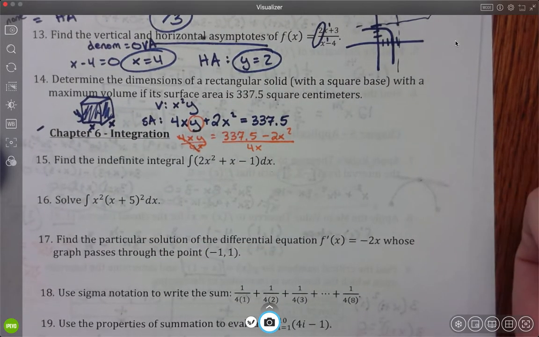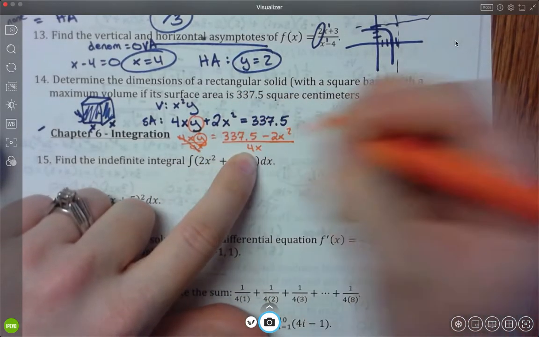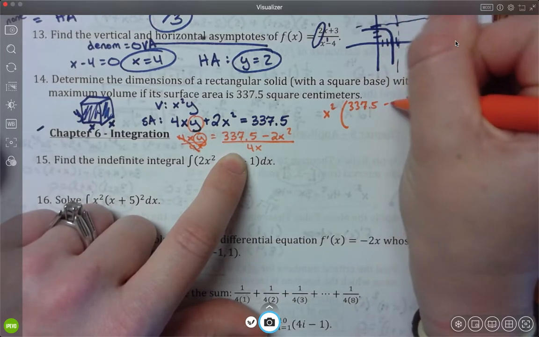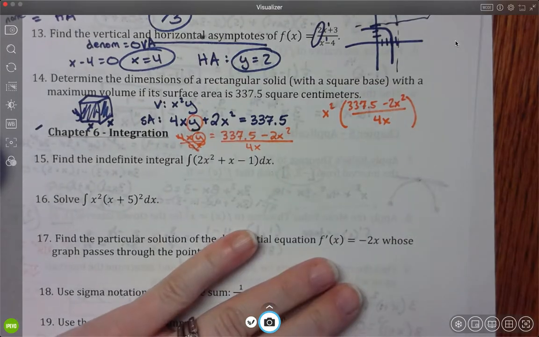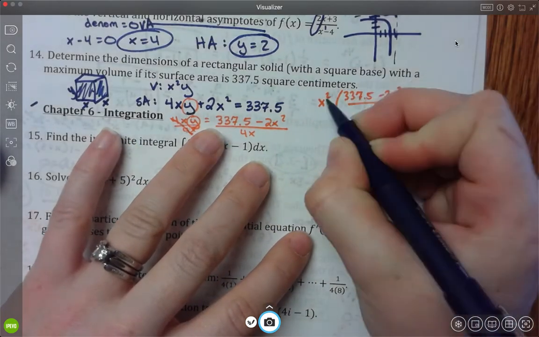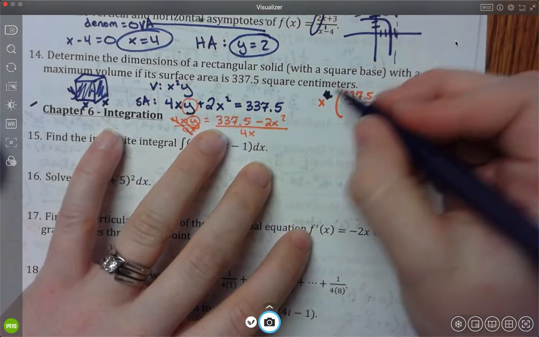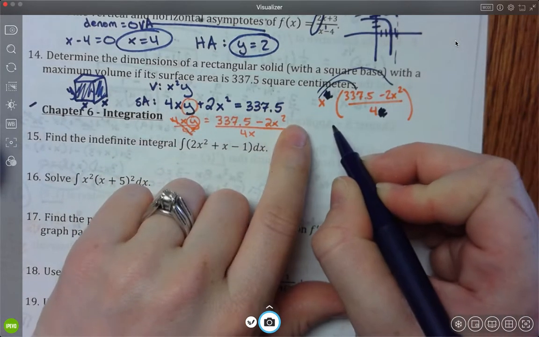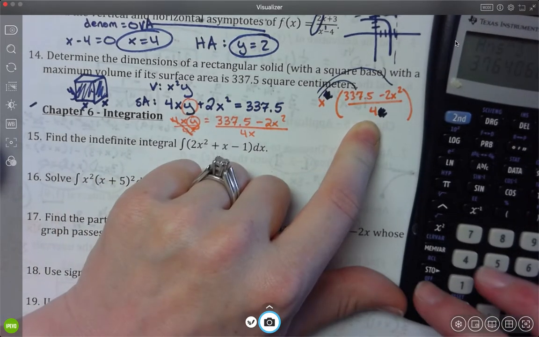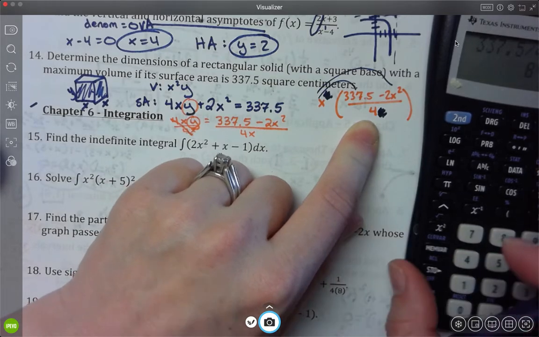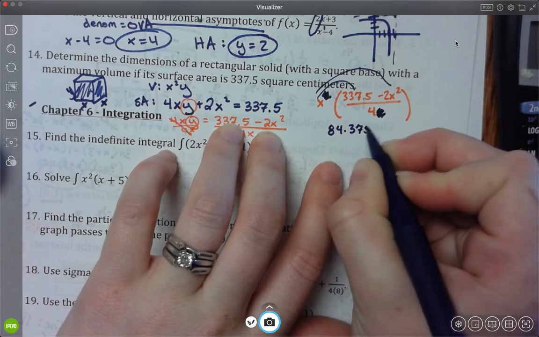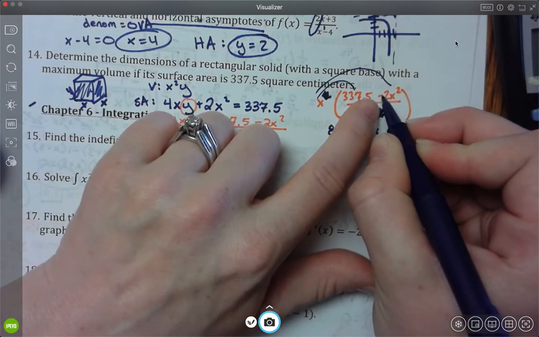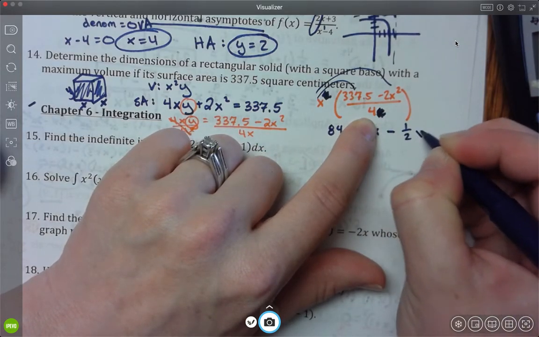Now let's see what I can do with this. This is what y is: y is equal to that expression. Now I'm going to plug it into the top one. So I'll have x squared times that whole big thing, 337.5 minus 2x squared over 4x. One thing I notice is that this x can cancel with one of those x's, and then I can distribute my x through. I'm also going to divide by 4. So 337.5x divided by 4, let's see, 337.5 divided by 4 is 84.375, and it'll have an x on it. So I'm going to take that divided by 4 and put an x on it, minus 2x cubed divided by 4, or 1/2 x cubed.